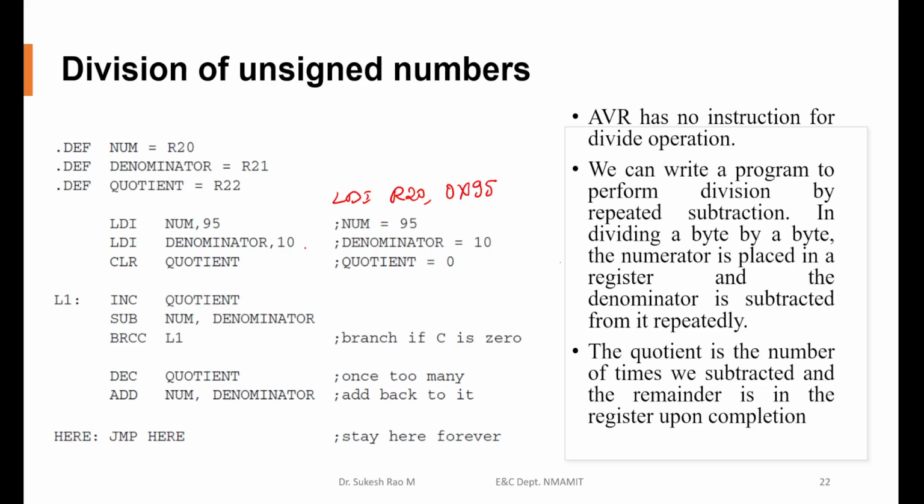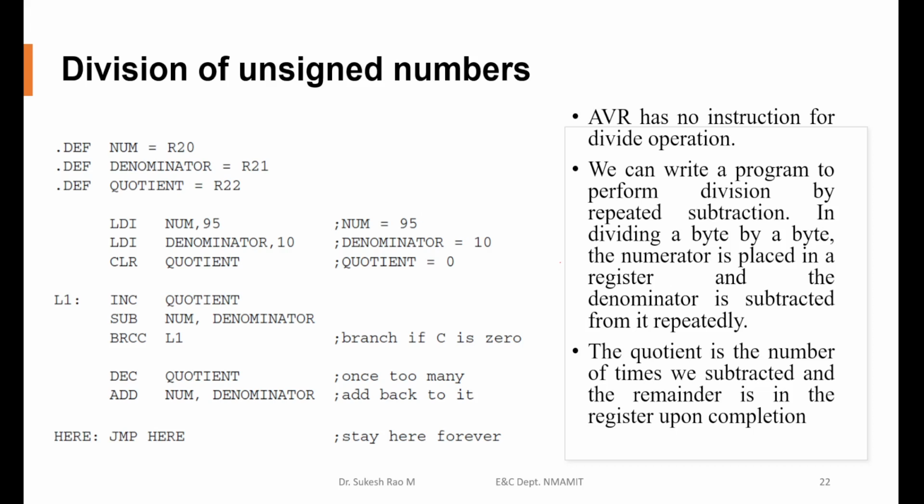Here also it is divided by 10. 10 means 0a, so it is dividing by 0a. So the number is 95, and this is 10. If you want to do that, then you see how it performs the job. So first, clear the quotient register with the CLR instruction. Some more instructions will come here.